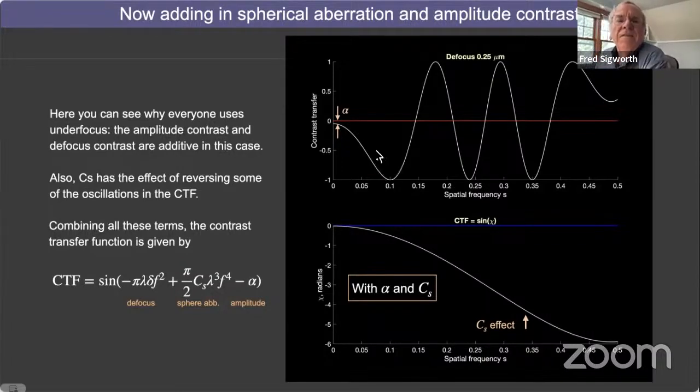Okay, so now why do we use under focus? Well, the reason for doing under focus is that it makes the defocus part of the CTF start off going in the negative direction. And that's just what we want, because the amplitude contrast is also in the negative direction. Where there is stuff in the specimen, the image is dark because of the amplitude contrast, and it's also because of the defocus contrast. So we have those both taking off in the same direction, and the amplitude contrast helps us in that respect.